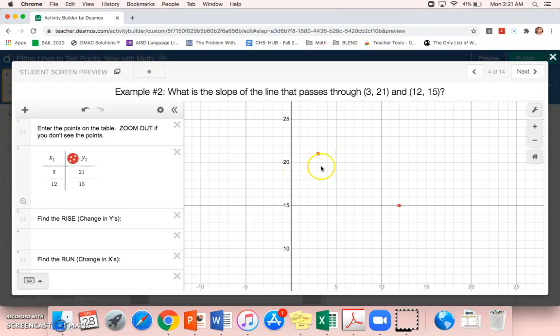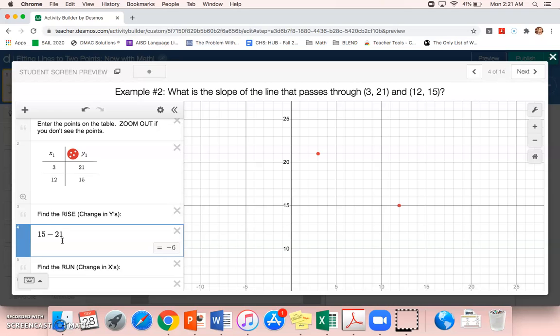So to measure this change or to find this slope, right, we could do it the slow way. So we could count down squares, we could count over squares. The shortcut is just find the difference. So our new ordered pair is (12, 15). Our original ordered pair is (3, 21). So I'm going to take the new minus the old. I'll start with the y's. So 15 take away 21. That gives me -6, right? Because I'm going down 6.